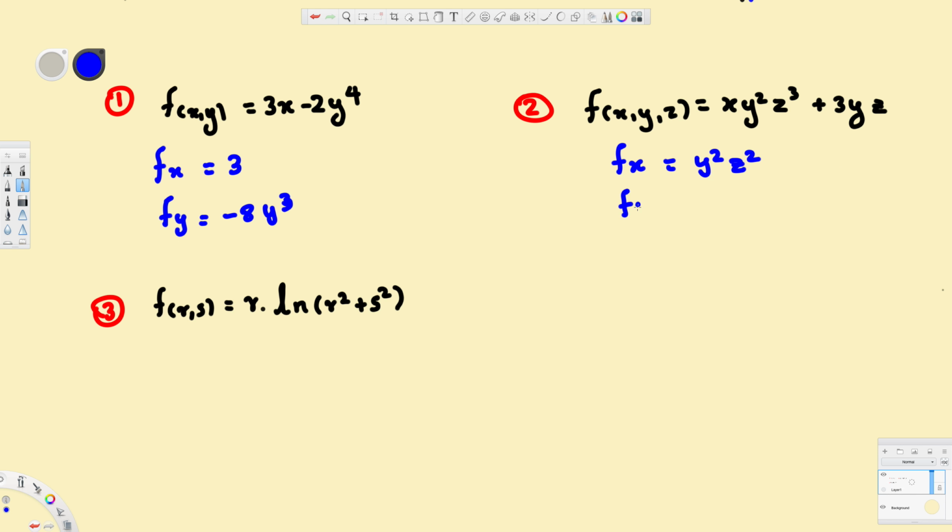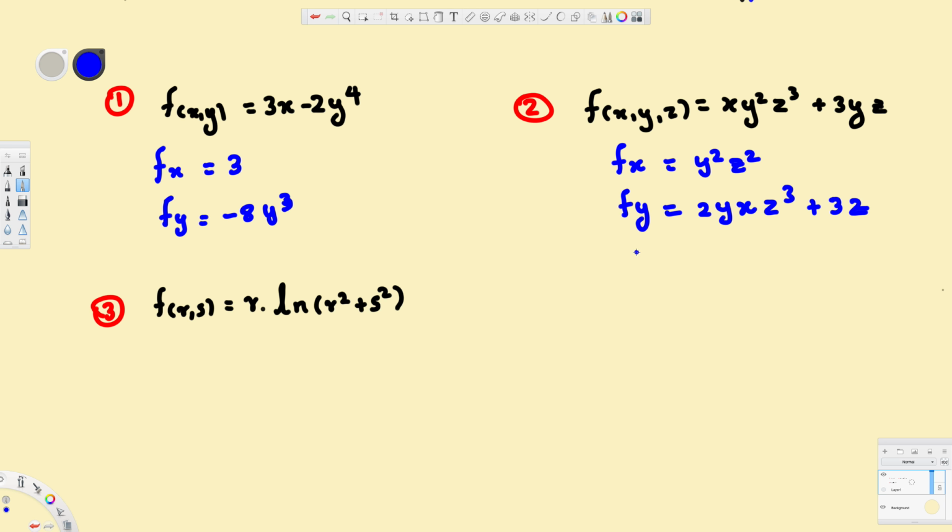And if I take partial derivative with respect to y, this is going to be 2y, and these two are constants, so they remain the same, so this is going to be just x times z cubed. And on the other side we have 1y, that's going to become 1, and we have 3z remaining, so this is going to be 2y x z cubed plus 3z.